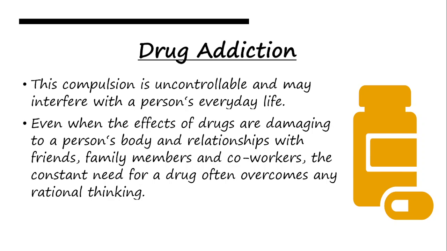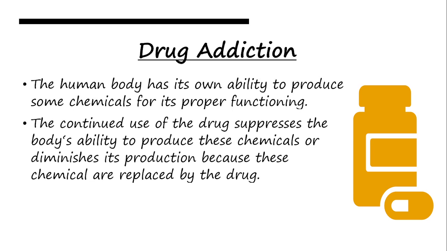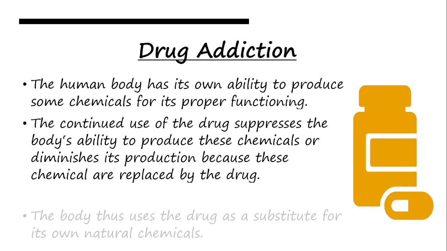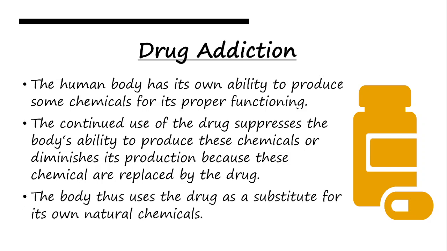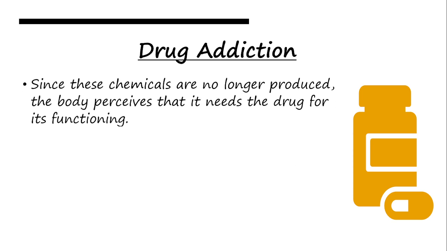Now, the human body has its own ability to produce some chemicals for its proper functioning. The continued use of the drug suppresses the body's ability to produce these chemicals or diminishes its production, because these chemicals are replaced by such a drug. For this reason, the body uses the drug as a substitute for its own natural chemicals. Since these chemicals are no longer produced, the body perceives that it needs the drug for its functioning.